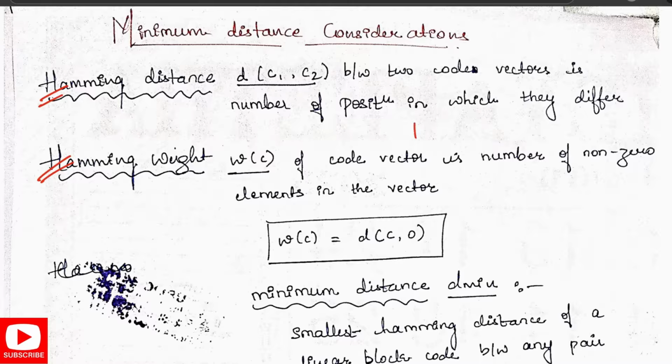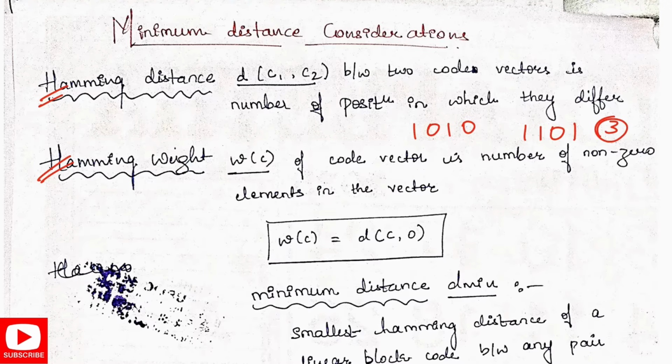If you consider an example like 1010 and 1101, Hamming distance is nothing but how many positions they differ. That is known as Hamming distance. So you can see the first bit is the same, the next ones are different, so 1, 2 and 3. So the distance is 3. How many bits they differ? Simple.